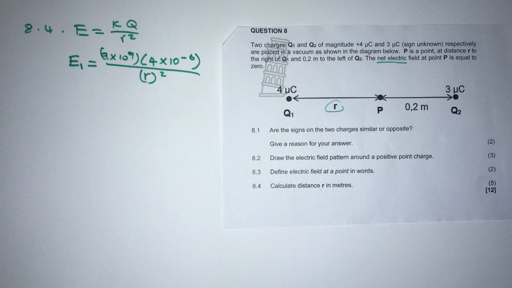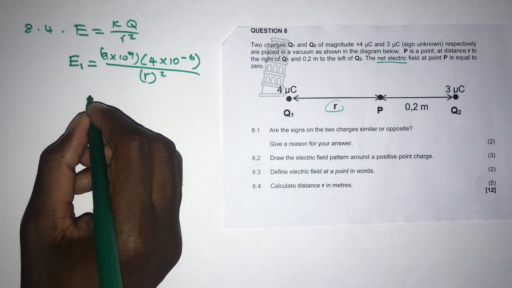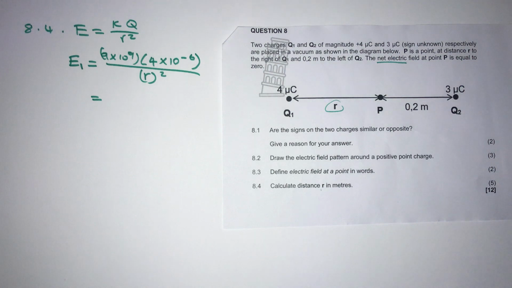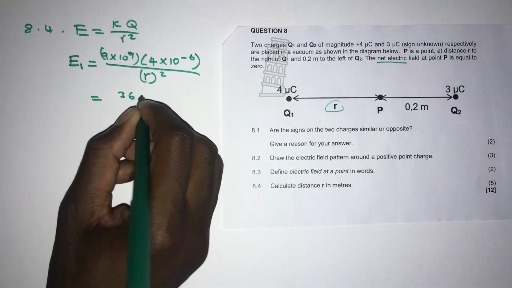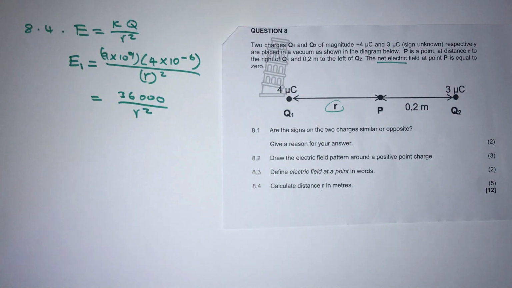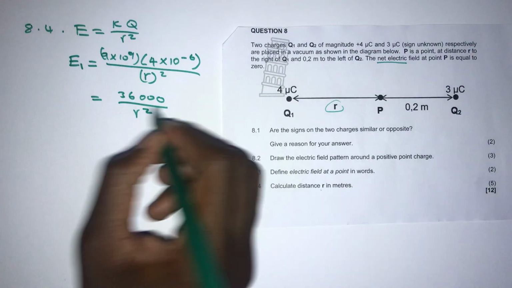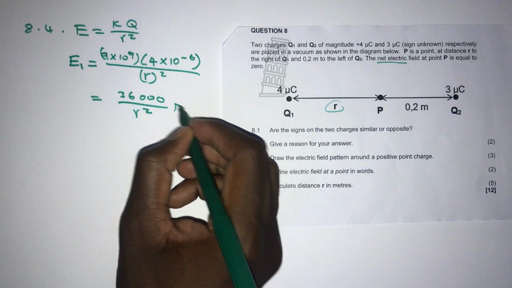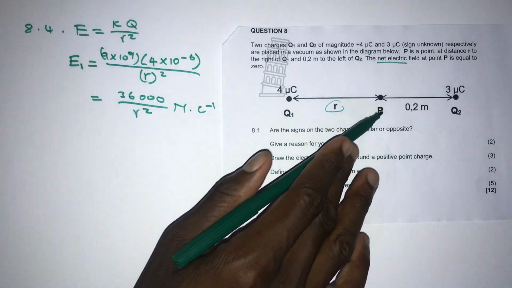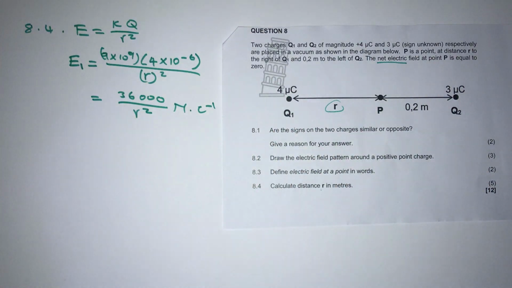So here we're going to have this one times this one. It's going to give us 36,000 divided by r squared. So we can say this one is our electric field at the P due to Q1.